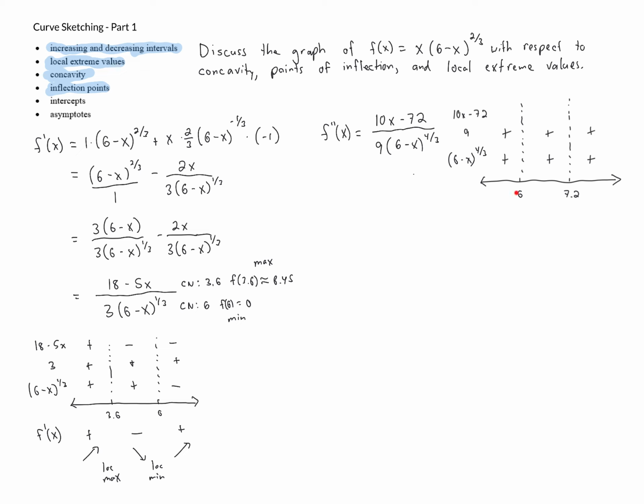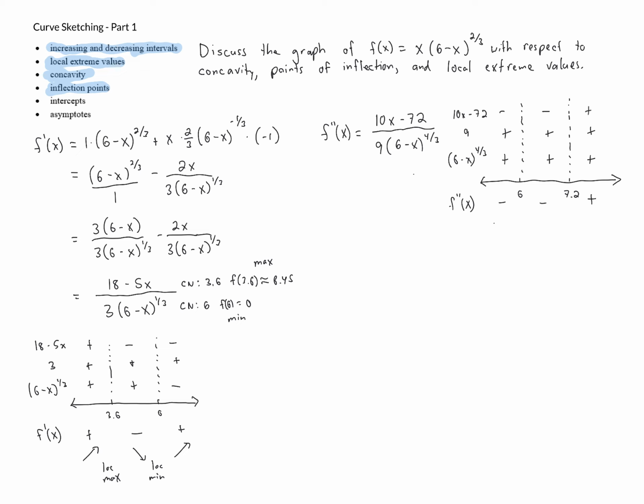It's going to be 0 at 6, otherwise it's going to be positive. So those are always positive. And then for 10x minus 72, that's going to be 0 at 7.2. And then if x is larger, it's going to be positive, and smaller, it's going to be negative. So our second derivative is going to be negative, negative, and positive.